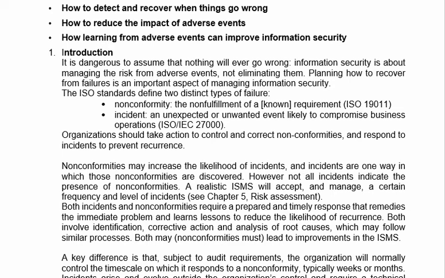Both incidents and non-conformity require a prepared and timely response. In a non-conformance also, you need to be prepared, or you can say you need to respond. If a non-conformity arises, then you need to close those non-conformances with proper evidence. In an incident also, you need to handle the incident properly, and you also need to learn a lesson so that these kinds of things may not occur again.